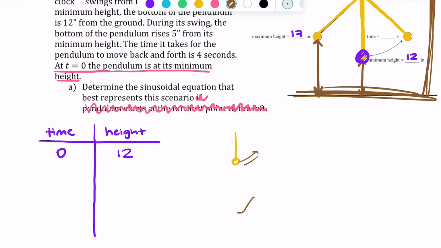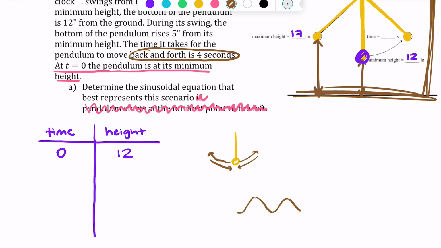And then it swings back to the middle, which is its minimum height again. And then it swings this way, and the height goes up, and it swings back to the middle, and the height goes back down. So one full swing back and forth is 4 seconds. That means it went all the way here, etc. Which means that's 2 full periods we're talking about.